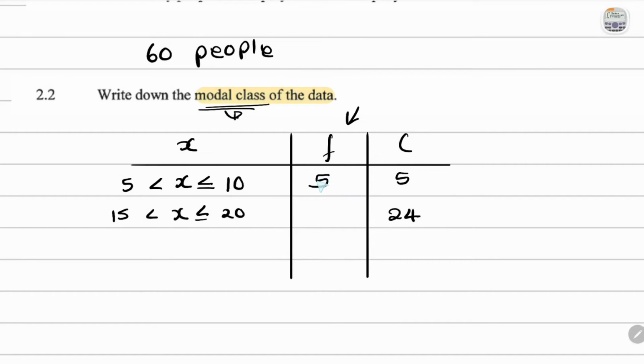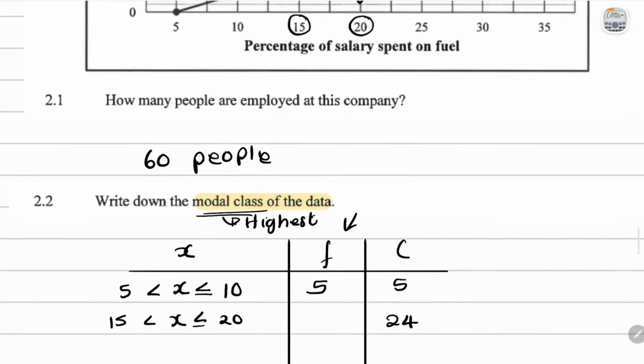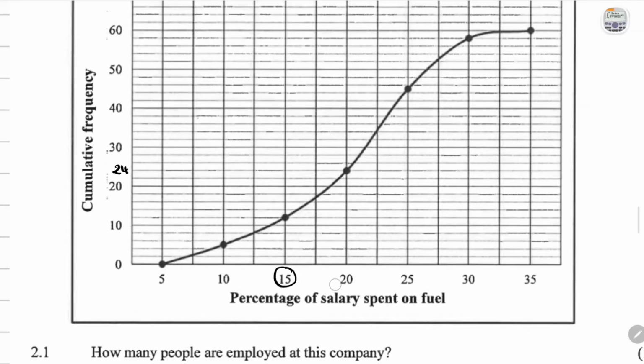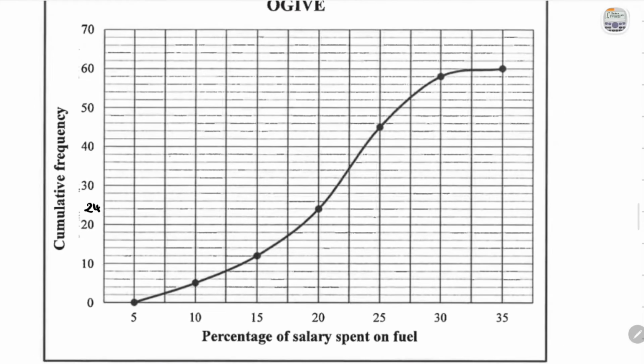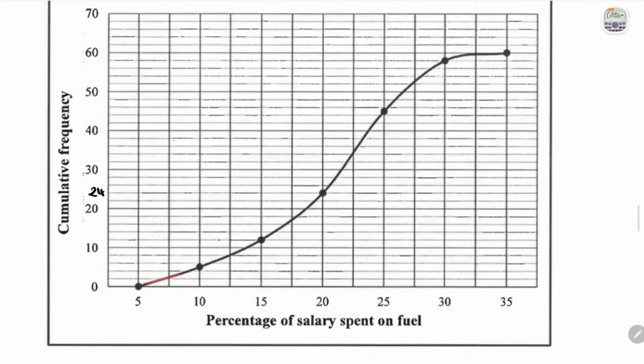This class, there were 5 people in this category. So where would your modal class be? If it appears the most, you're specifically looking for your highest frequency. So how you can spot the highest frequency in your ogive is by looking for the biggest jump. What I mean by the biggest jump is the biggest gap between your points.